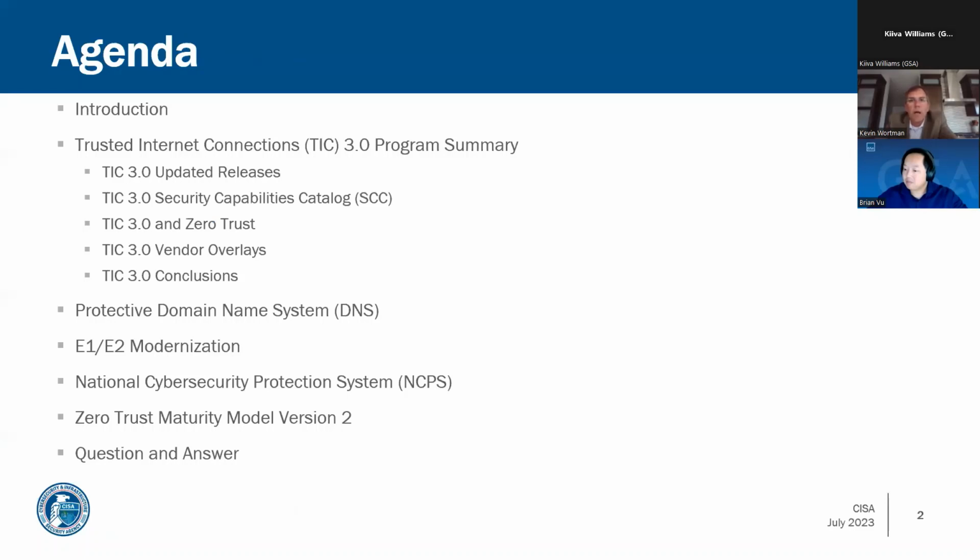This is just a quick agenda of what I'll be talking about today. The majority of my presentation will be focused on the TIC 3.0 program, talking to you about the latest updated releases, a little bit about Zero Trust, and a little bit of a deep dive into vendor overlays and how you can use those, as well as some conclusions. I'll then be giving you a brief overview about CISA's protective DNS service, and then we'll talk a little bit about CISA efforts underway to modernize E1 and E2. I'll then turn it over to my colleague, Joseph Drummond from the National Cybersecurity Protection System, to talk about the efforts that they have underway. And then John Sims, as we already mentioned, will be talking about the Zero Trust Maturity Model version 2.